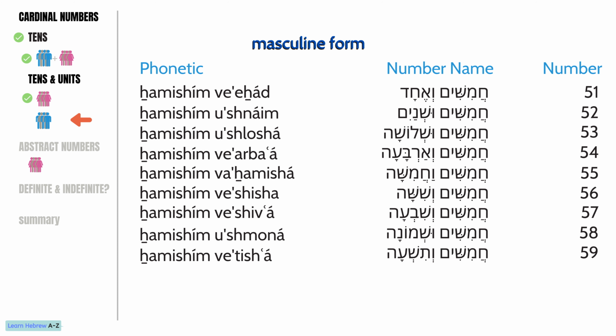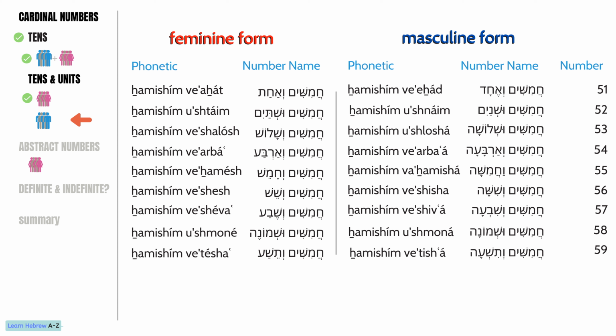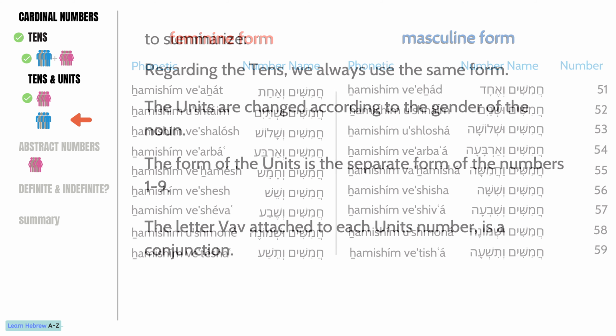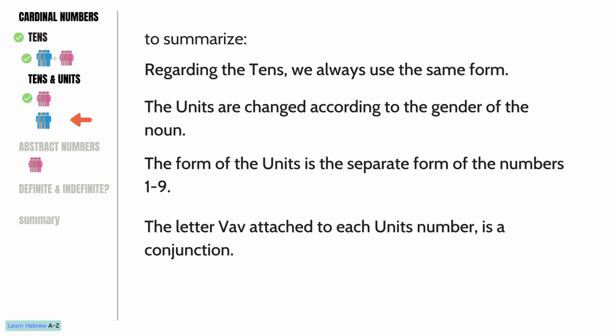The only difference in comparison to the feminine example are the units. Here we use the masculine form of the units. Here are both of the forms side by side. Can you spot the differences? To summarize, regarding the tens, we always use the same number names. Only the units are changed according to the gender of the noun.